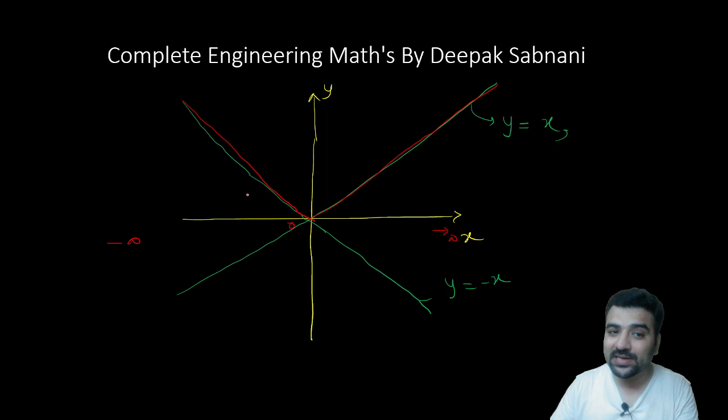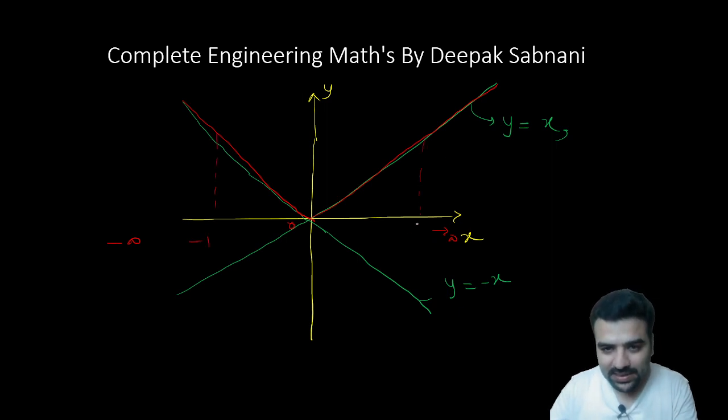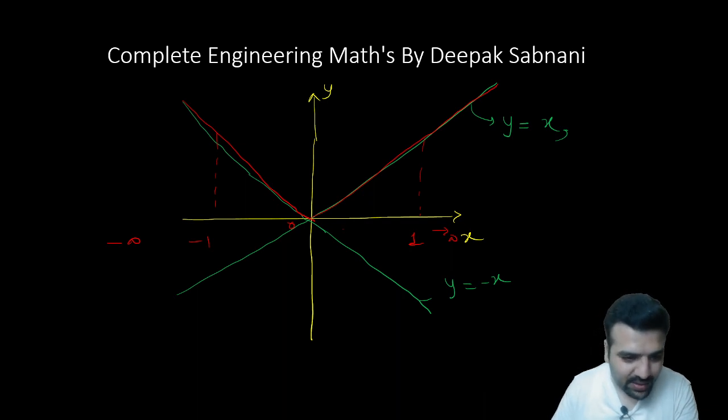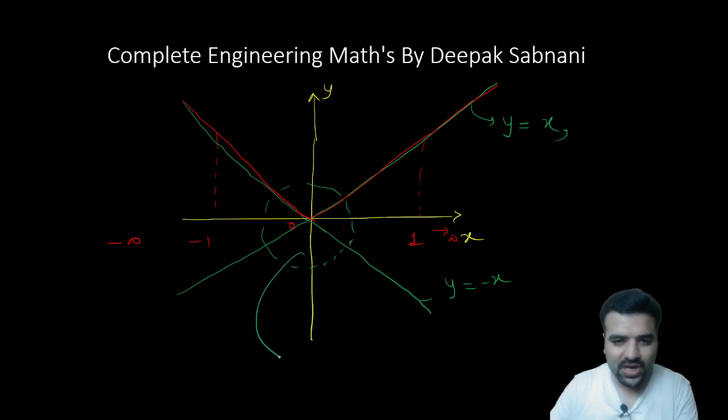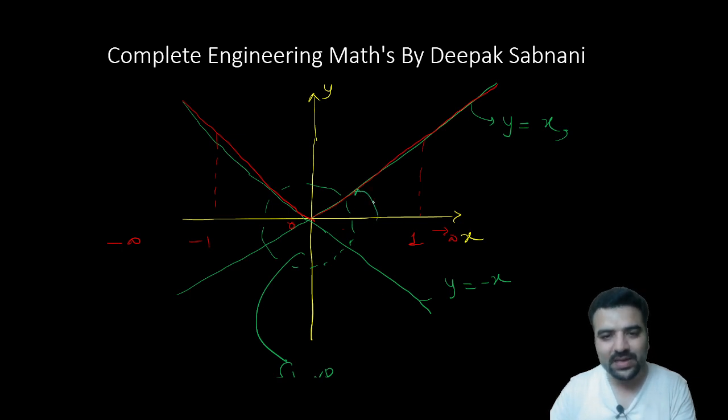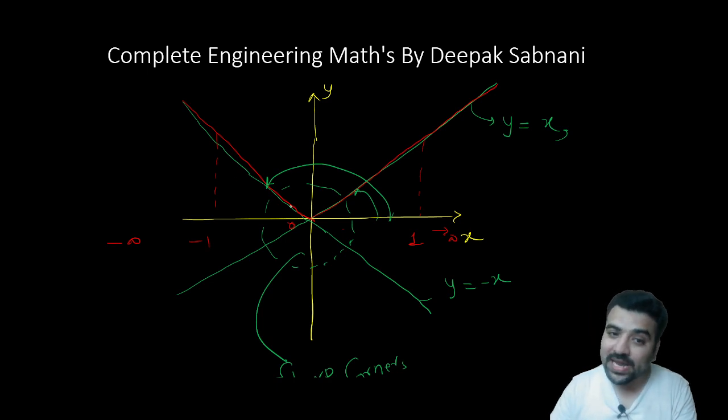Now we have to see whether it is differentiable in minus 1 to 1 or not. In this red graph, you can see a very big sharp corner at x equal to 0. Sharp corner means there are two tangents at x equal to 0. One is at 45 degrees, that is slope 1. One is at 135 degrees, that is slope minus 1. So as there is a sharp corner, it is differentiable everywhere in minus 1 to 1 except 0.